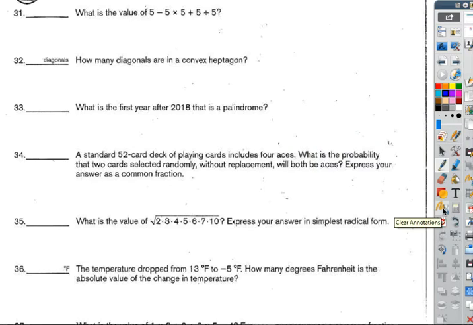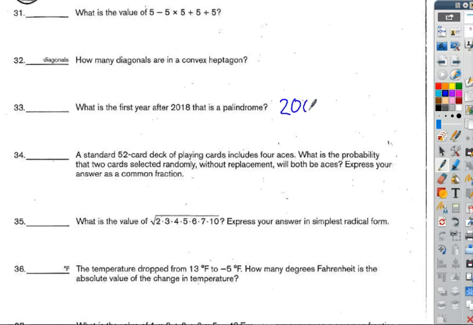Okay, what is the first year after 2018 that is a palindrome? Now, a palindrome is a number that is the same backwards and forwards, and palindromes occur in language arts as well. If I have race car, if I read it this way, it's race car. If I read it this way, it is race car. It's a palindrome.